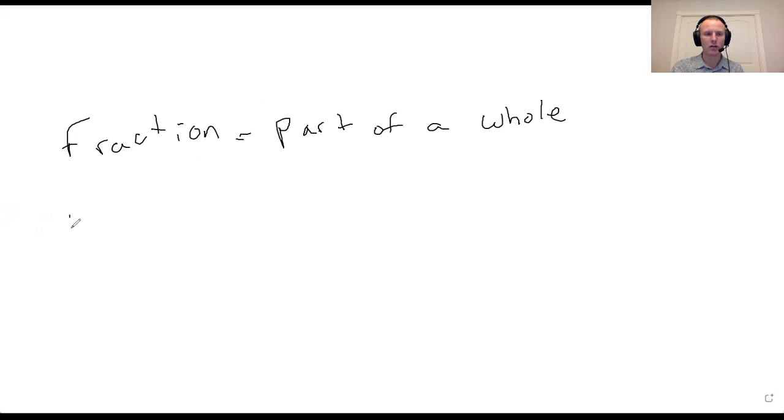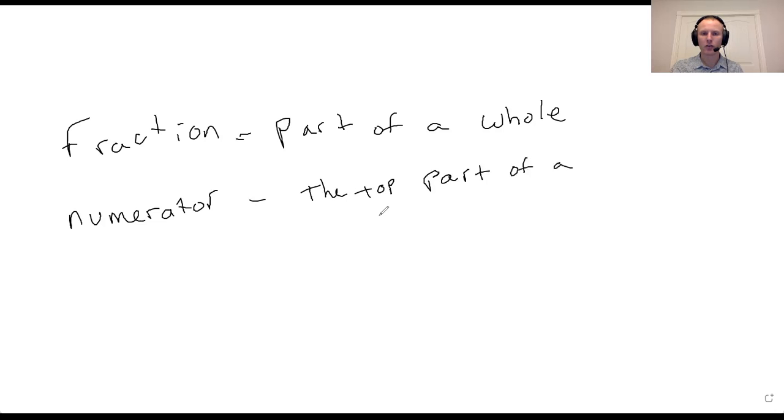A numerator, the most basic definition is the top part of the fraction. This is incredibly difficult to write because it's lagging way behind when I'm writing on my pad here. Part of a fraction. And the denominator is the bottom part.